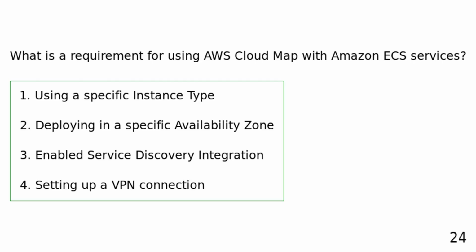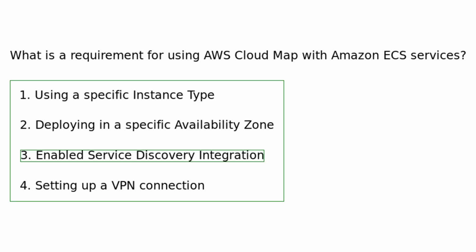What is a requirement for using AWS Cloud Map with Amazon ECS services? Using a specific instance type. Deploying in a specific availability zone. Enabled service discovery integration. Setting up a VPN connection. To use AWS Cloud Map with Amazon ECS services, you must enable service discovery integration, allowing for seamless integration and service discovery within ECS environments.